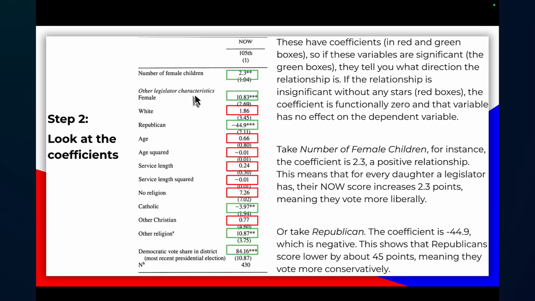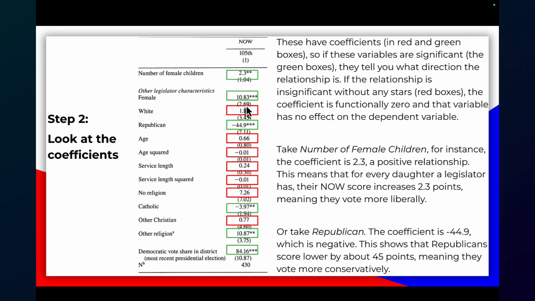Now here, as an example, this one is green. Okay, so we only want to interpret the boxes that are green. So this number of female children, for instance, the coefficient is 2.3. That is a positive relationship. This means that for every daughter a legislator has, their NOW score increases 2.3 points, meaning they vote more liberally. So if the legislator had 4 daughters, they would be likely to increase their liberal score by about 10 percentage points, since that's 2.3 times 4, okay?